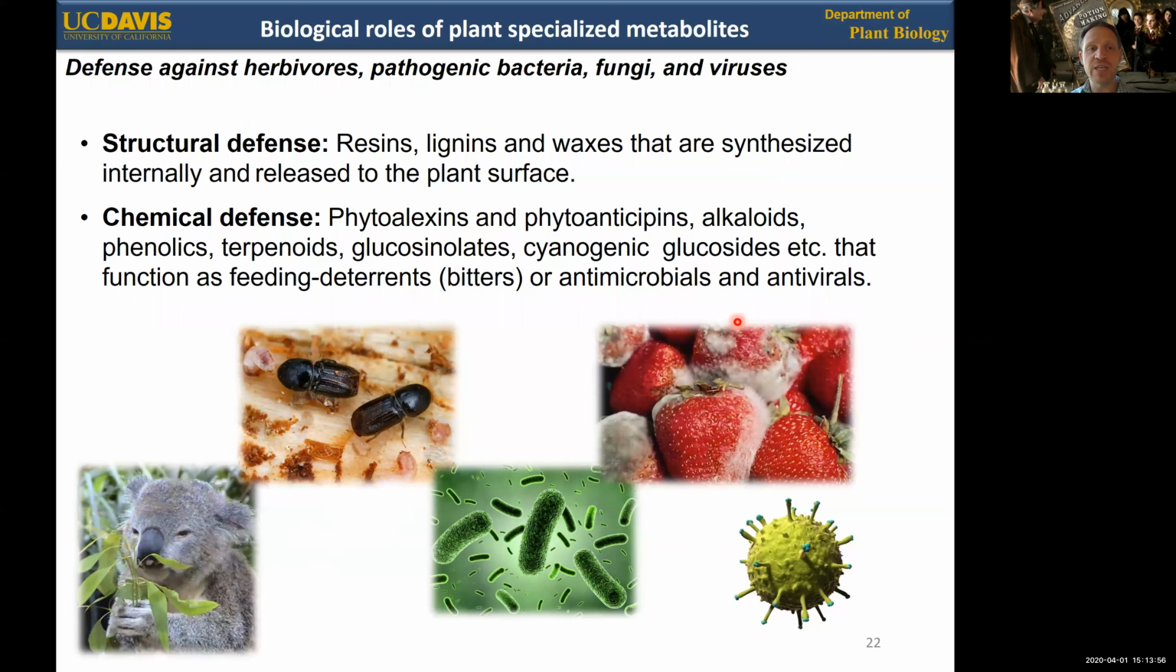Then on the defensive side of things, we really compare two major differences. The one would be the structural defenses. So these would be your resins. Lignins would fall into that category. Waxes would fall into this category. So essentially all the specialized metabolites that form physical barriers to pathogens, to herbivores, and provide a deterrence that is structural in nature. And so that we compare to chemical defenses. This is certainly the most abundant physiological function of specialized metabolites, in the realm of chemical defenses.